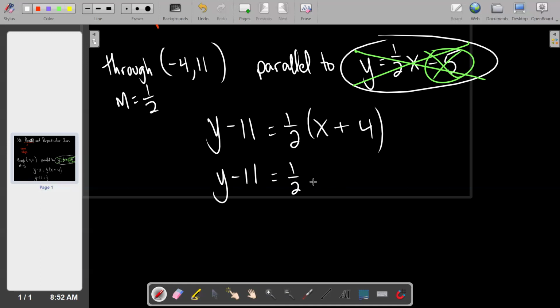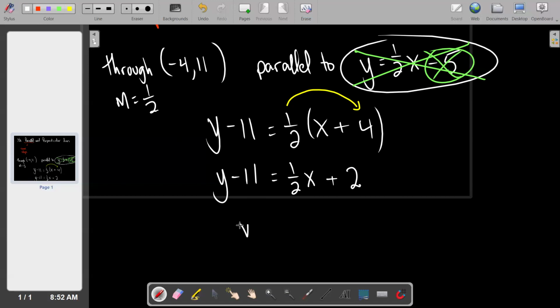So I'm going to take the half and I'm going to distribute it to the x and get a half of x. I'm going to keep this as a plus sign. And then I'm going to take 1/2 of 4. 1/2 times 4 means 1/2 of 4, which is 2. And then what's the final step?